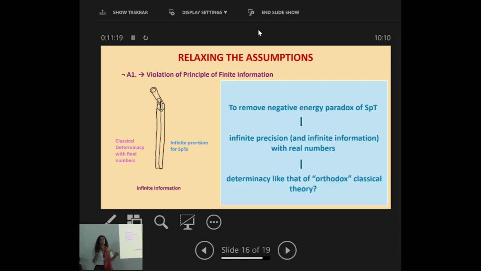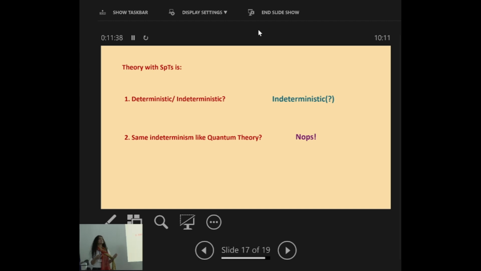So the moral of the story is that if you want to avoid the negative energy paradox of superluminal transformation, you will need again infinite precision, and hence, do we have a deterministic theory like orthodox theory, or do we have finiteness of information and indeterminism? So again, the theory of SpTs that we came up with, is it deterministic or is it indeterministic? Okay, it is indeterministic if you believe in the principle of finiteness of information.